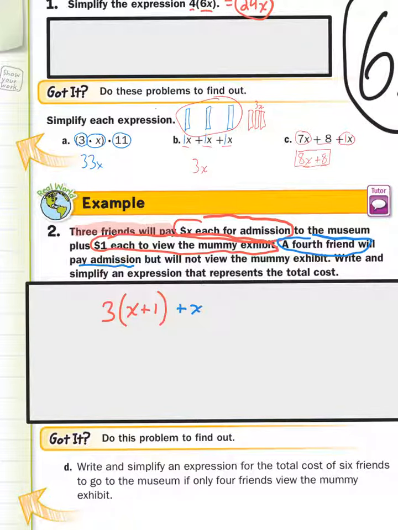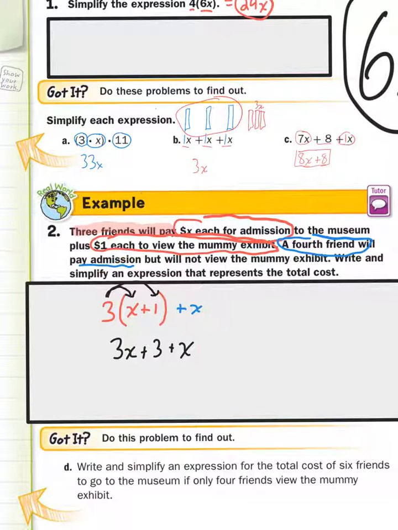But now we have to simplify it. So, first thing I'm going to do is I'm going to distribute this part. 3 times X is 3X, plus 3 times 1 is 3. And then I'm just going to bring down that plus X. So do you see what I did so far? I distributed this red part into 3X plus 3, and then I just brought down the plus X.